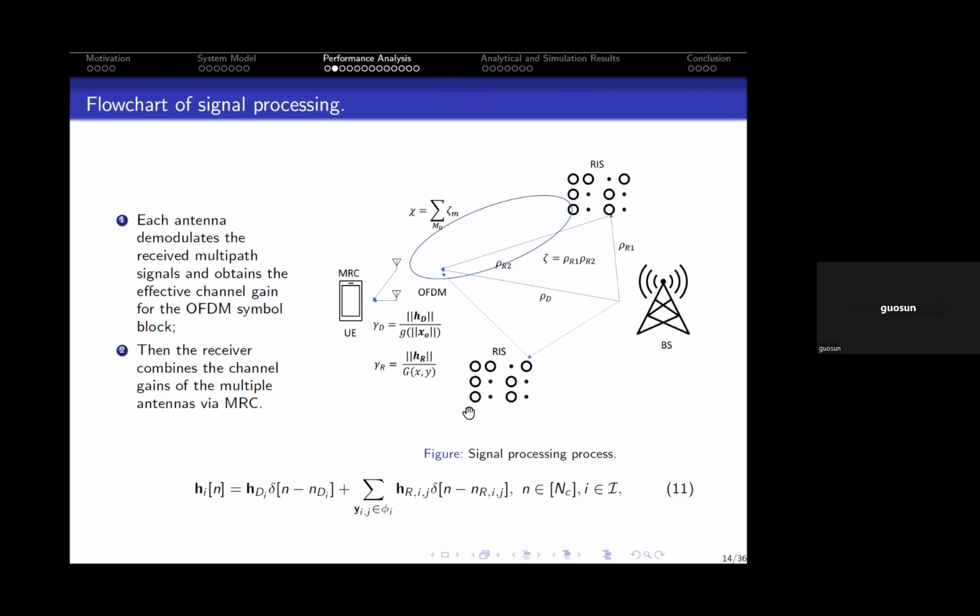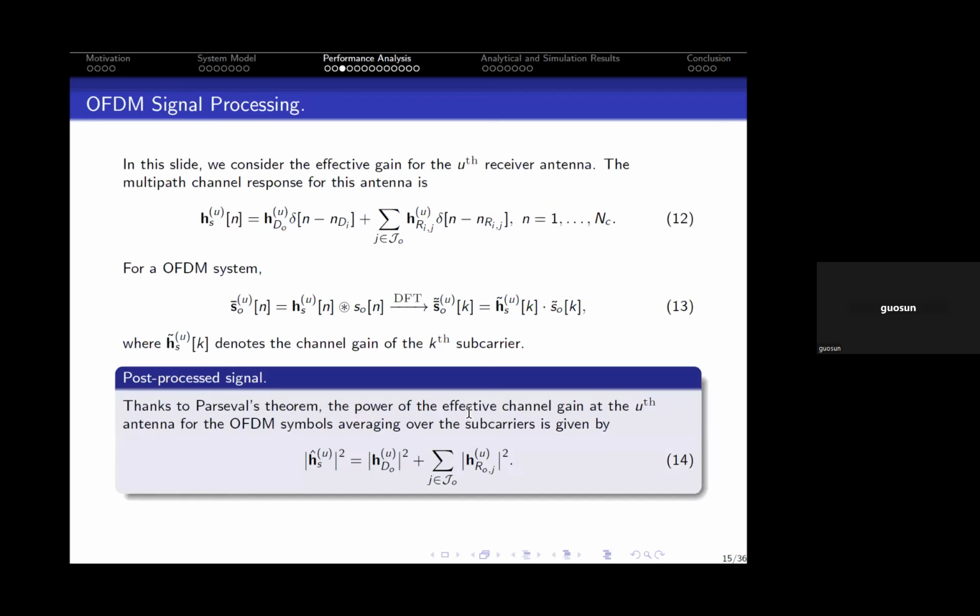There is not only one RIS reflected signal, there are many. So how to merge them together, we consider OFDM. And the OFDM would have some demodulated channel gain and send it to the user. The user would combine the demodulated gains from different antennas together using MRC. So the first step is OFDM signal processing.